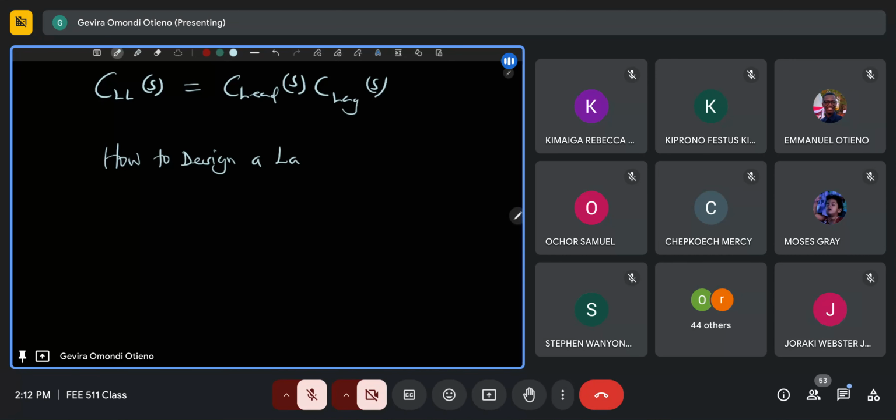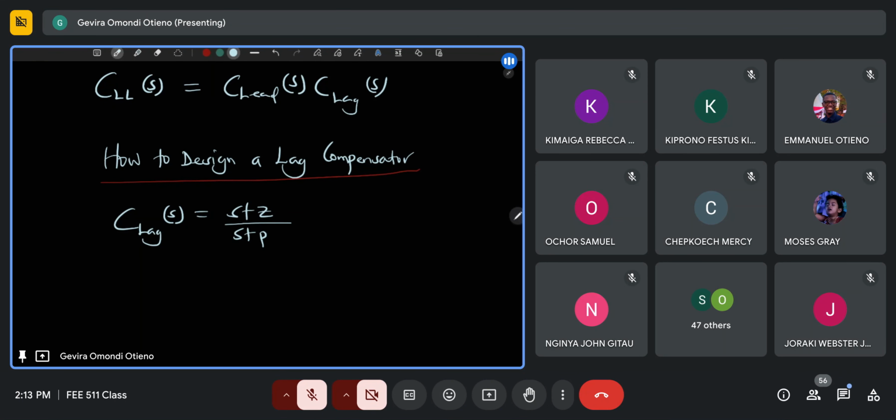This technique is totally different from the way we design a lead compensator. So you should pay proper attention. How do we design a lag compensator? We have agreed that a lag compensator is going to be represented by a transfer function. We can just call it S plus Z over S plus P, okay? Because we are not differentiating it from any other anyway.